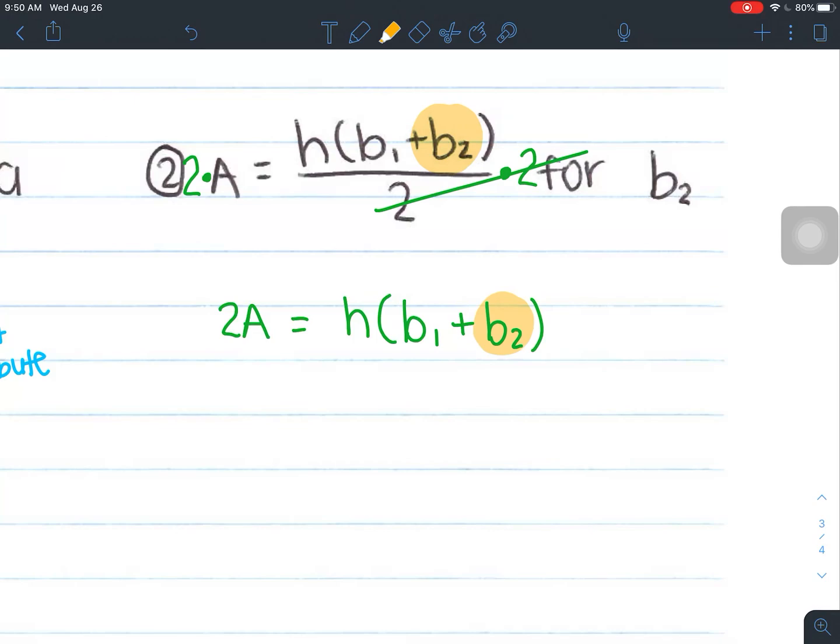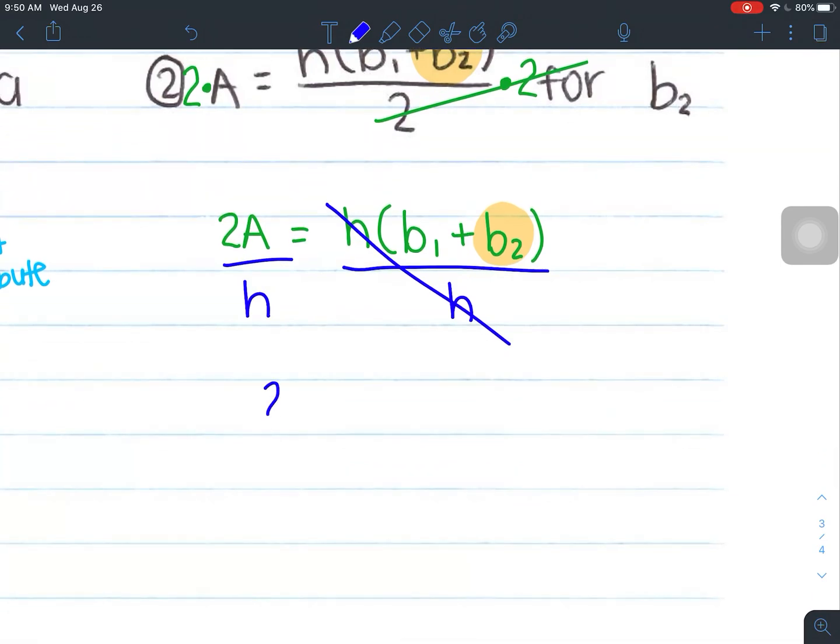Goal here is still to get b2 by itself. Well, the next thing that I am going to get rid of, so that I can get rid of these parentheses, essentially, is we got to get rid of that h. How do we get rid of this h? Well, it's being connected to the parentheses by multiplication. So I'm going to do the opposite and divide it out. h divided by h is 1. So then I have 2a divided by h equals what's left.